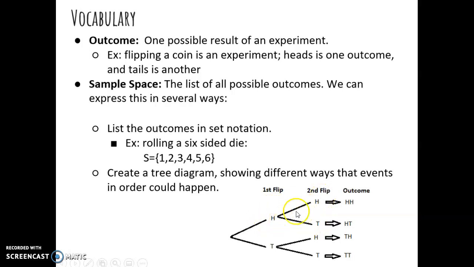So for the second flip you do a new set of branches. If the first one is heads, then the second one could be a heads or it could be a tails. Or if the first one's tails, the second would be a heads or a tails. And you would get 4 outcomes: heads and heads, heads and tails, tails and heads, or tails and tails. 4 outcomes total.